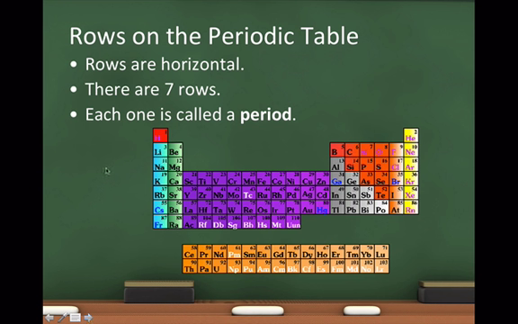So some common vocabulary that you need to know. Rows on the periodic table, they go horizontally. There's 7 of them if you were to number them down. Each one is called a period. These right here are called the intertransition metals. They actually fit in up in the 6th and 7th row. So they did this in order to make the periodic table more compact and not quite so long. So these belong to row 6 and row 7.